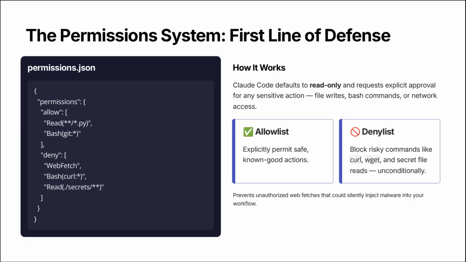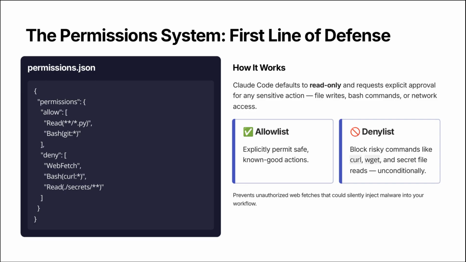The permission system in Claude Code serves as your first line of defense. It employs the permissions JSON file to regulate what actions are permitted and which are not. Let's take a look at the structure of this file. As you can see, it's divided into two sections, allow and deny.